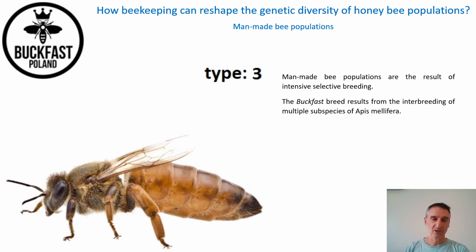Pushed to their extremes, hybridization and selection may result in the creation of artificial bee populations. The most striking example is the Buckfast breed, a bee artificially created from the interbreeding of multiple Apis mellifera European subspecies. Very popular among European beekeepers for its particularly high productivity and gentleness, the Buckfast breed is widely spread in many European countries, where it constantly introduces alien genetic material in native bees' population.